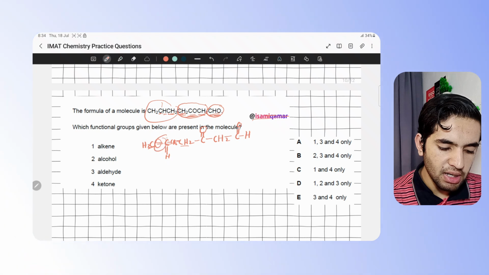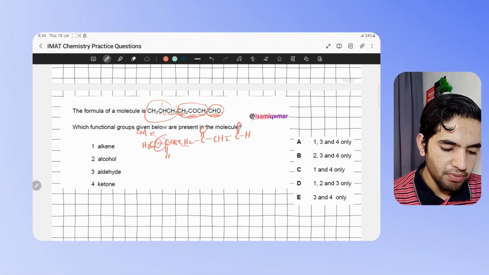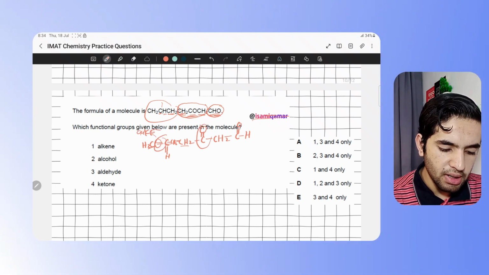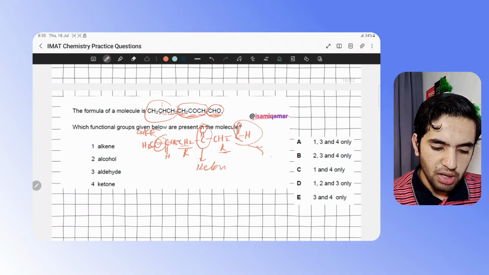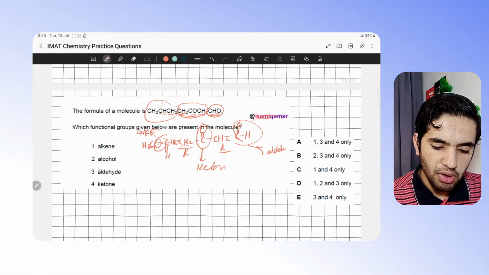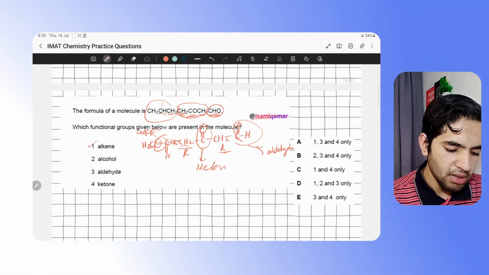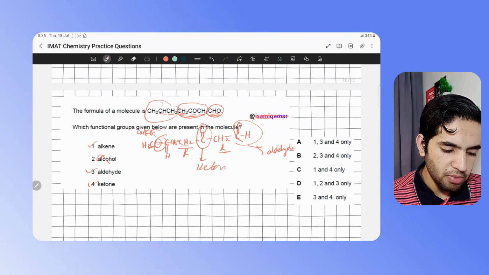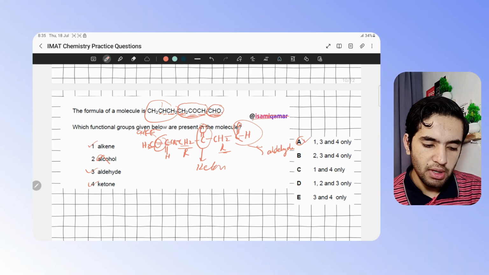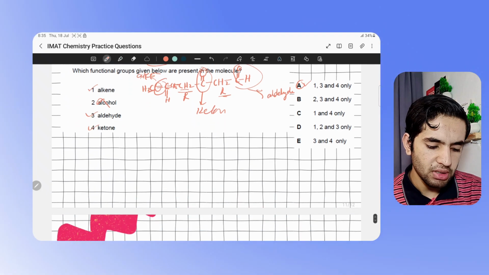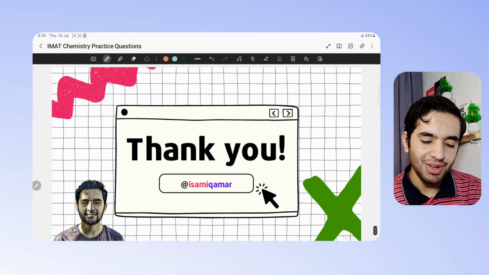So now here it is an alkene. This is supposed to be the R group, so it is going to be a ketone. Now here it is the R group, but this is the carbonyl group, and it is known as aldehyde. So alkene, aldehyde, and ketone. Alcohol is not present, so 1, 3 and 4. So option A is supposed to be right. I hope you got it. I was a little bit confused, but thank you.